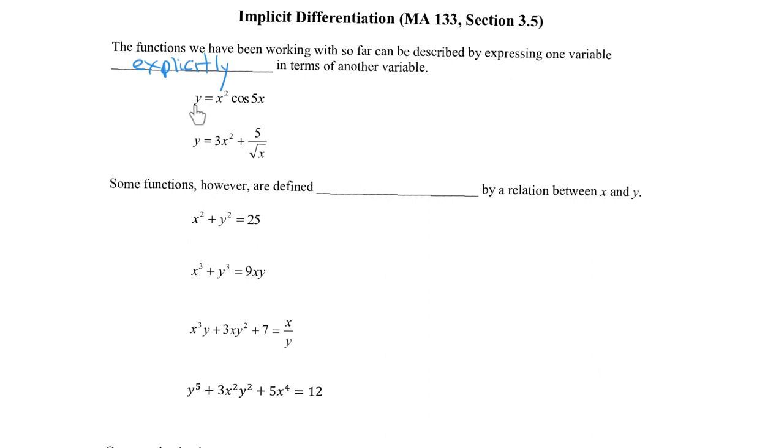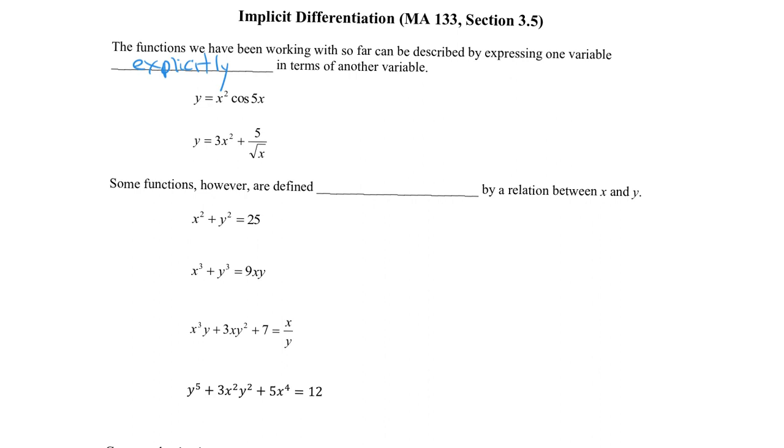For example, we have y equals, we've got this one variable y expressed in terms of x, right? There's all x's over here. And like this one too. These are the functions that we're used to seeing. We're used to seeing one variable expressed explicitly in terms of another variable.